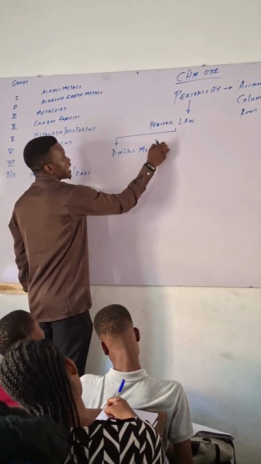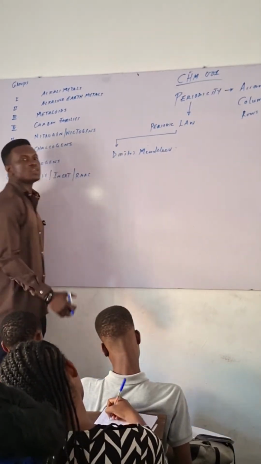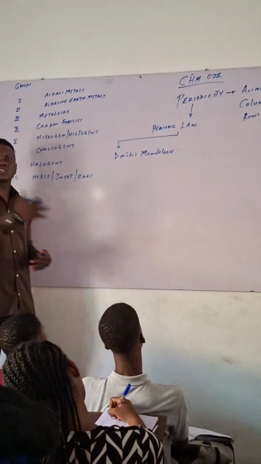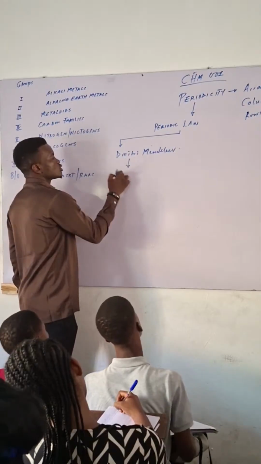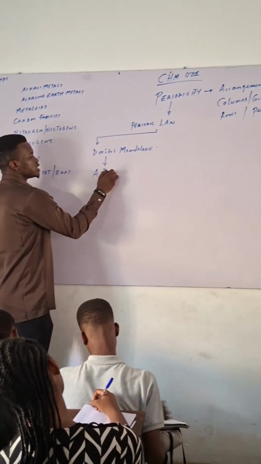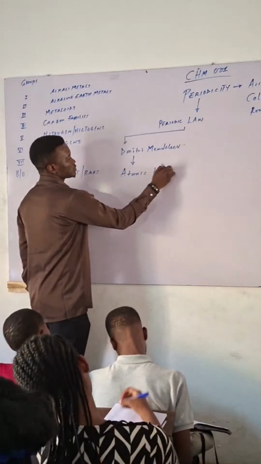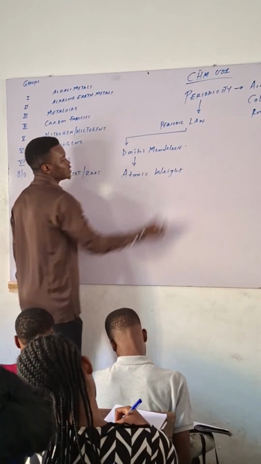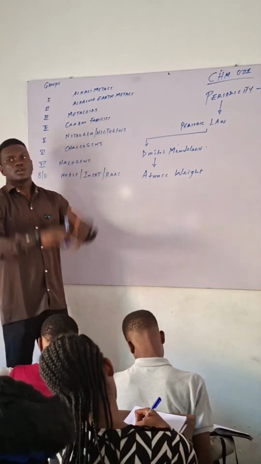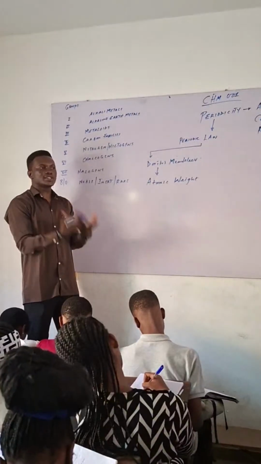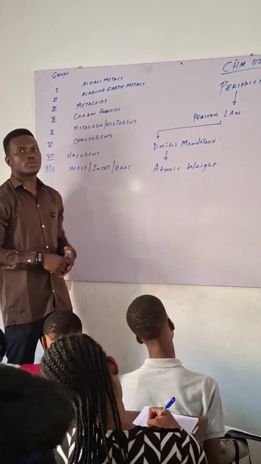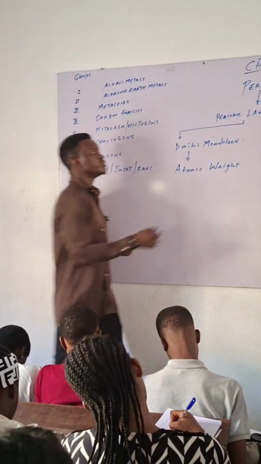This was the scientist that helped us to arrange the elements in order of increasing atomic weight. So they can ask you that. So that is atomic weight. Are you there? I know you are not there. So you arrange the elements in order of increasing atomic weight. That was done by Dmitri Mendeleev.